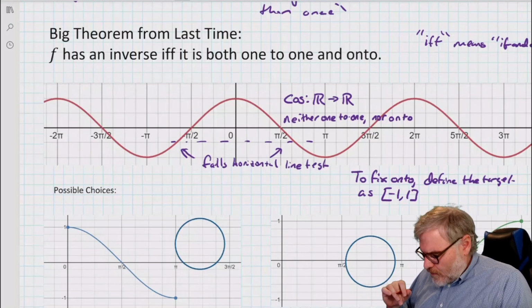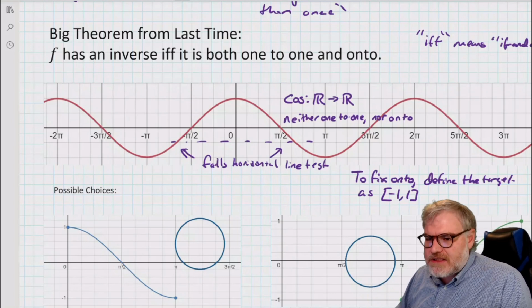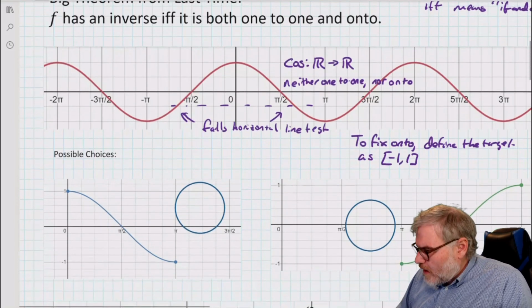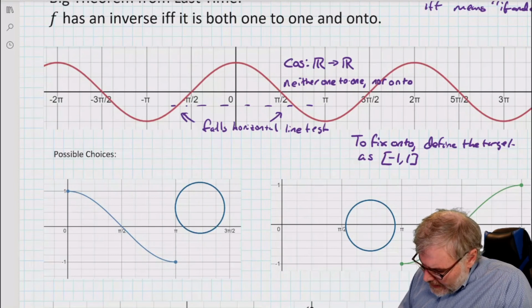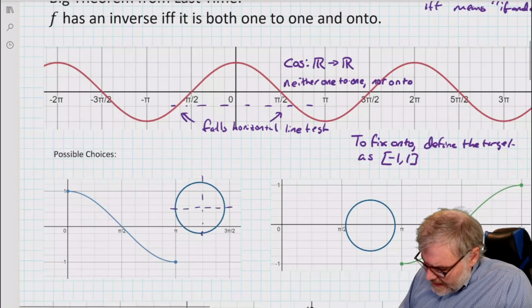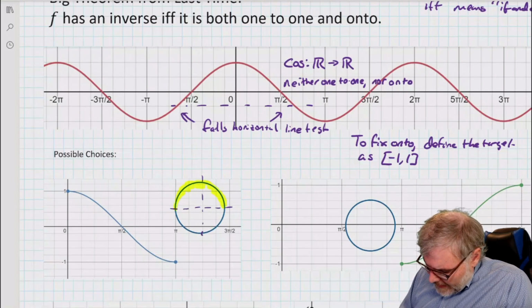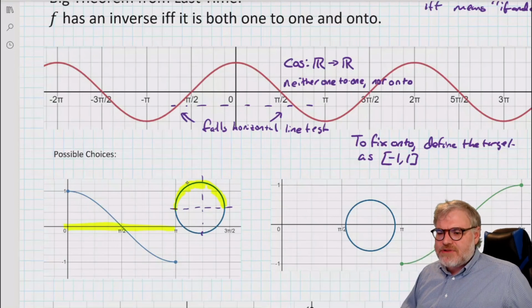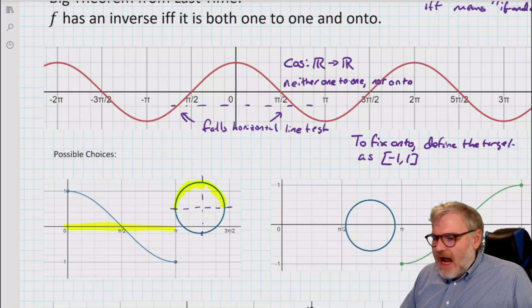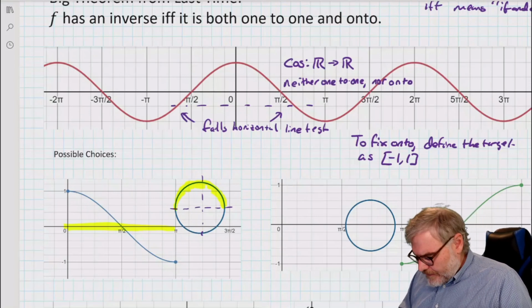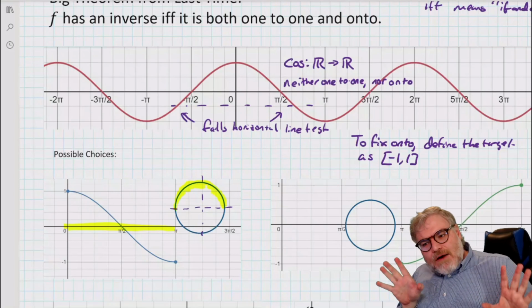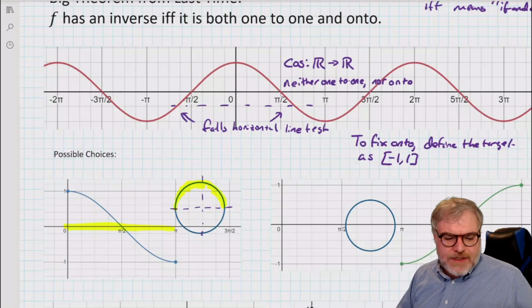But I still have the 1-to-1 problem. Now, I can make some possible choices. One of those choices is to go from 0 to pi. So this choice here would be to say, okay, let's take this zone right here for my x values. There they are. If I choose these as my x values, I'm choosing the upper half circle, and now I'm 1-to-1 and onto. So I could choose that. But I don't have to choose that. I could choose some other things.